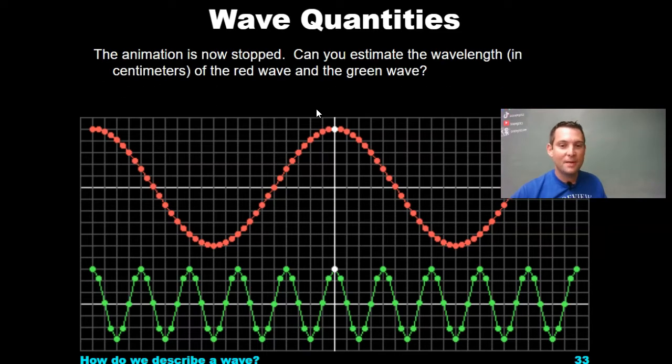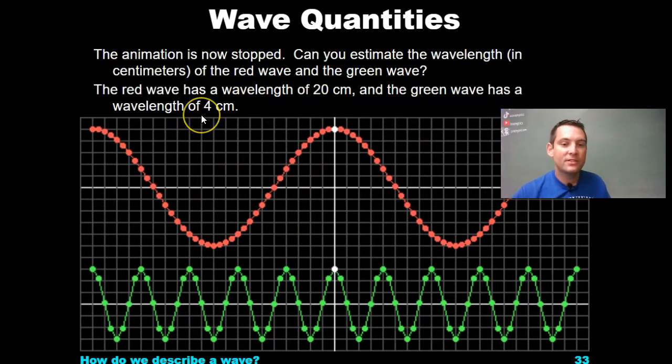The animation's now stopped. Can you estimate the wavelength in centimeters of the red wave and the green wave? You would just count up each of these boxes. The red wave has a wavelength of 20 centimeters and the green wave has a wavelength of 4 centimeters.